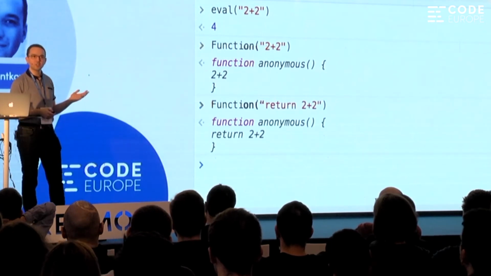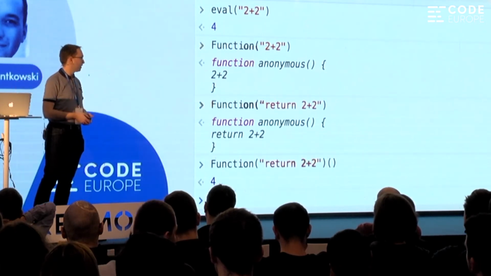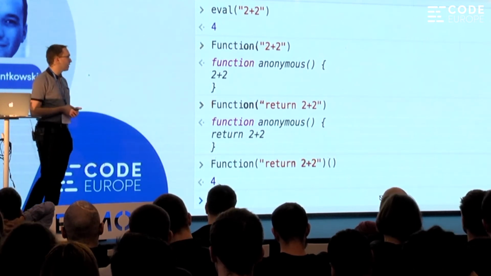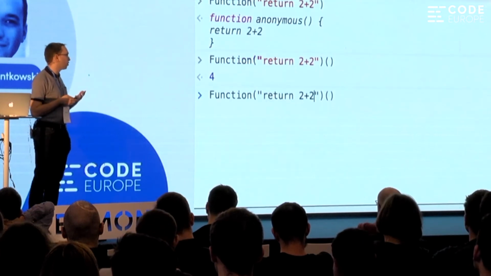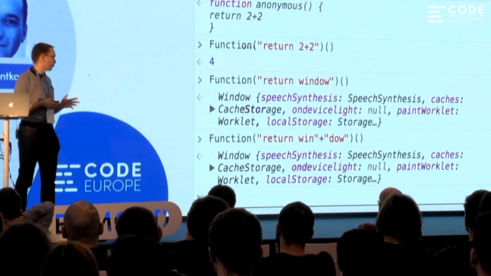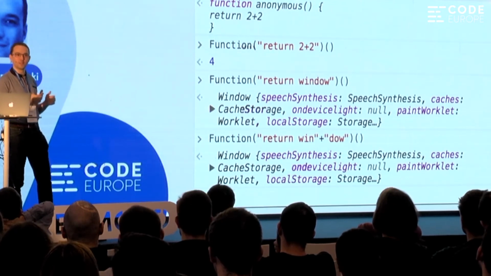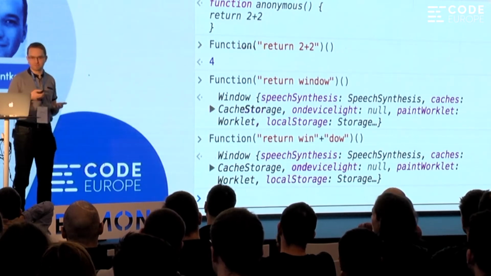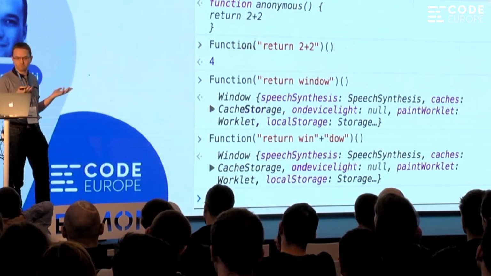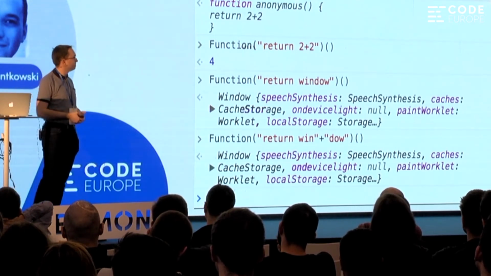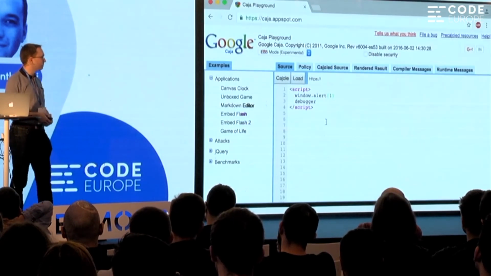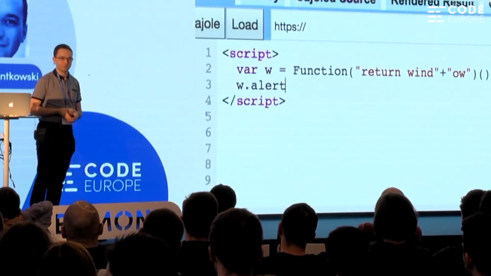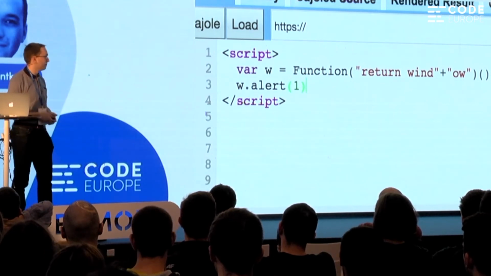So we can return 2 plus 2, and then we can execute the function. My idea was that if Caja looks for some tokens in code, then instead of writing return window, we can say return win plus do. So there's no window word in the code, so maybe it will help us to bypass Caja. Let's try it. I go back to the code using the win plus do trick and try to alert something.